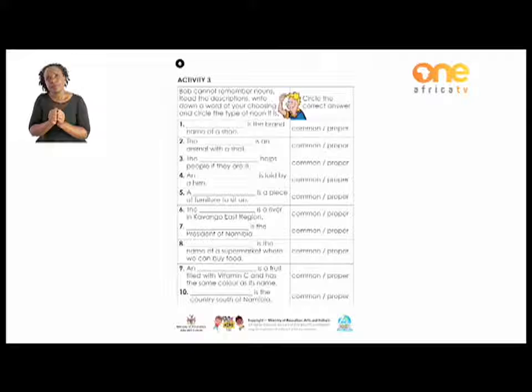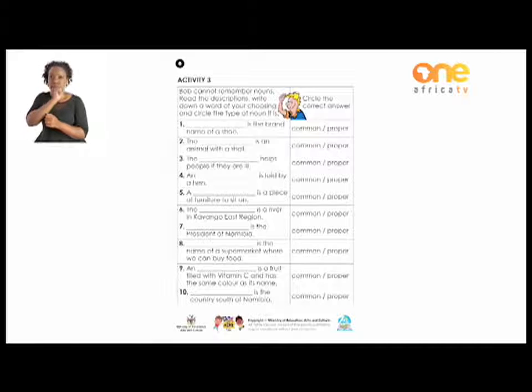Do we know brand names? For example, we have Wayne Brenner. That's a brand name of a shoe. So we would say Wayne Brenner is the brand name of a shoe. And we go to common and proper. That name, is it a common or a proper noun? That should be a common noun.